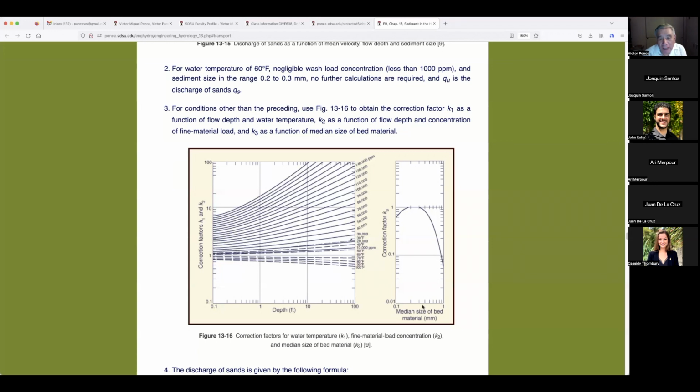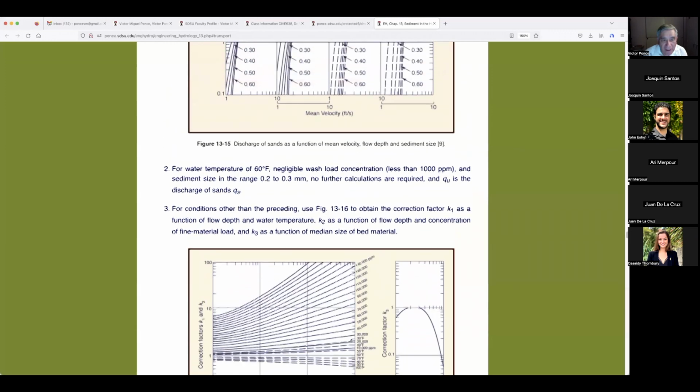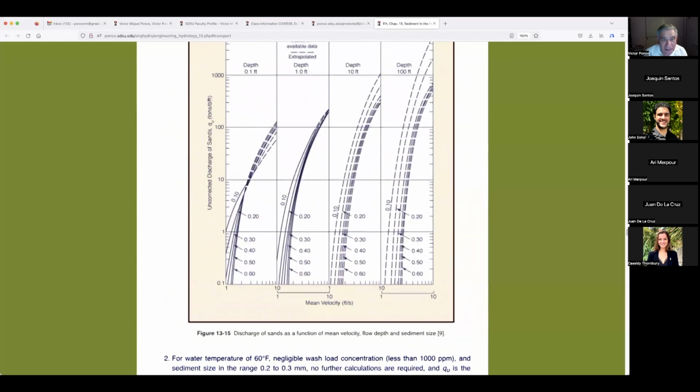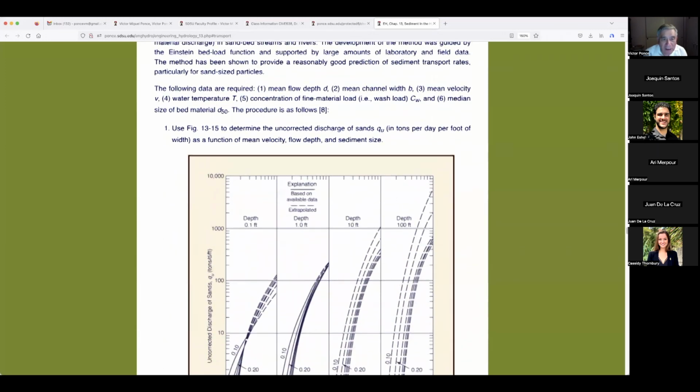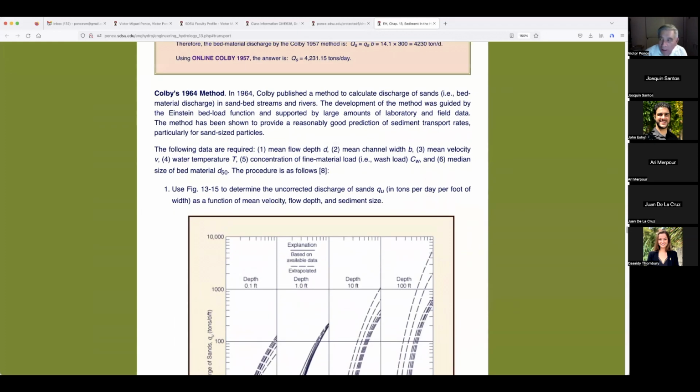And so his measurements reflect that. Nevertheless, it has wide applicability because a lot of the rivers that we work with are sand bed channels, just like his Niobrara River.